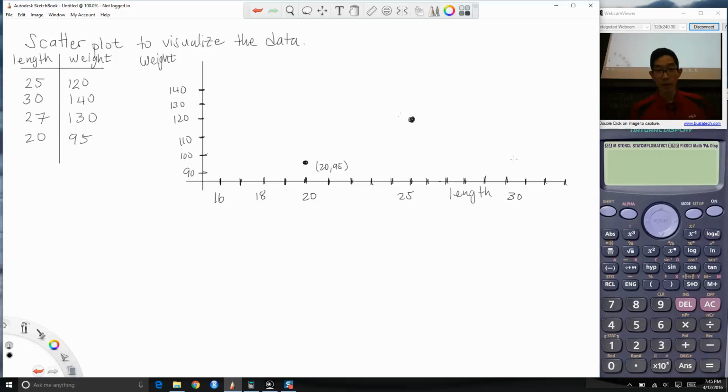And then 30 is at 140. I'm just ballparking these figures. 27 is at 130. Something like that, okay? Et cetera, et cetera. Okay, and so you'd have one dot for every observation.